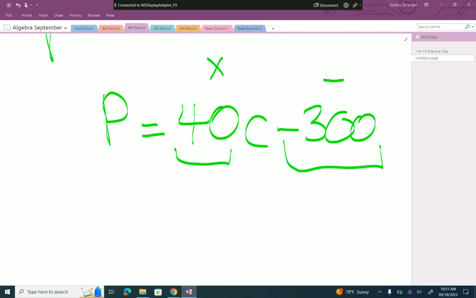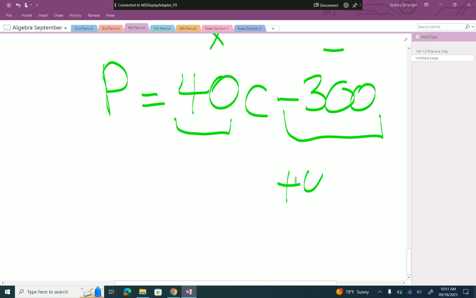What do you think? What's the opposite of if I'm taking something away from you? What's the opposite of doing that? Can you help her out? What's the opposite of subtraction? Addition. So instead of subtracting 300, what do we want to do? Instead of subtracting 300, we want to do addition. So add 300. Perfect. We want to add 300.